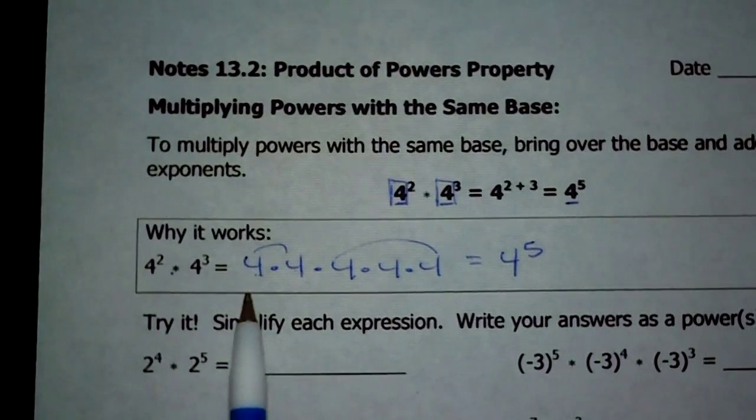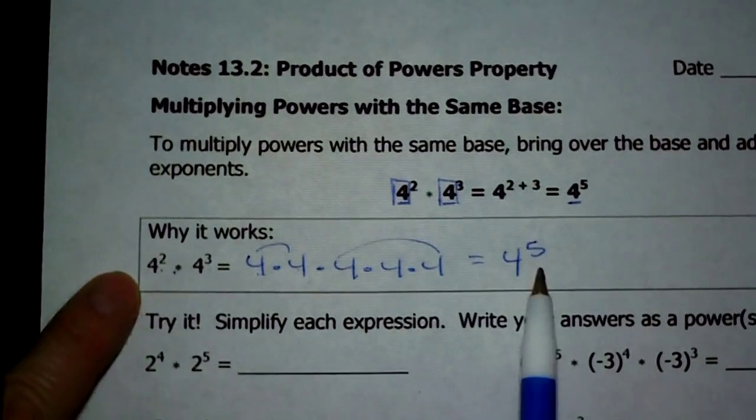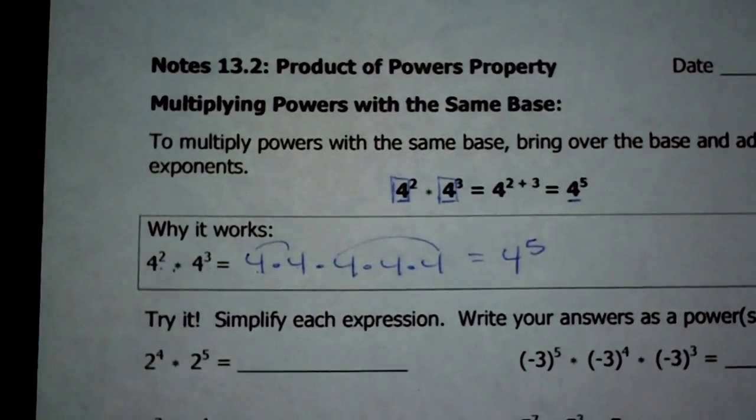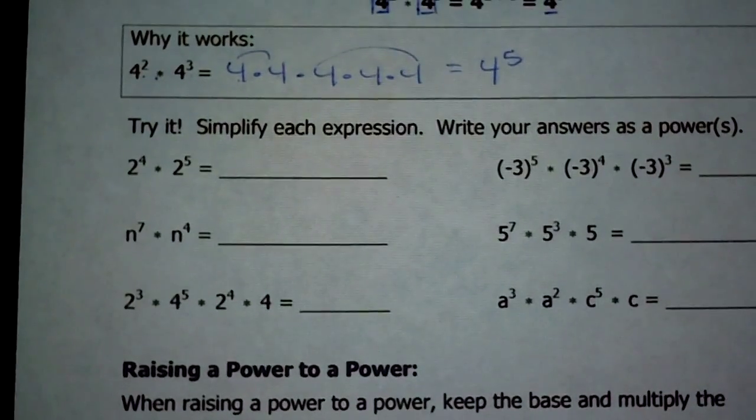All you really need to do, instead of writing this all out the long way, is say, oh yeah, I have 2 fours and another 3 fours. That means I have 5. So it really is as simple as when you see the same base being multiplied, bring over the base and add the exponents. All right, I wish I had my easy button home with me. I could press that right now. If you have one, press the easy button. So let's try a few.